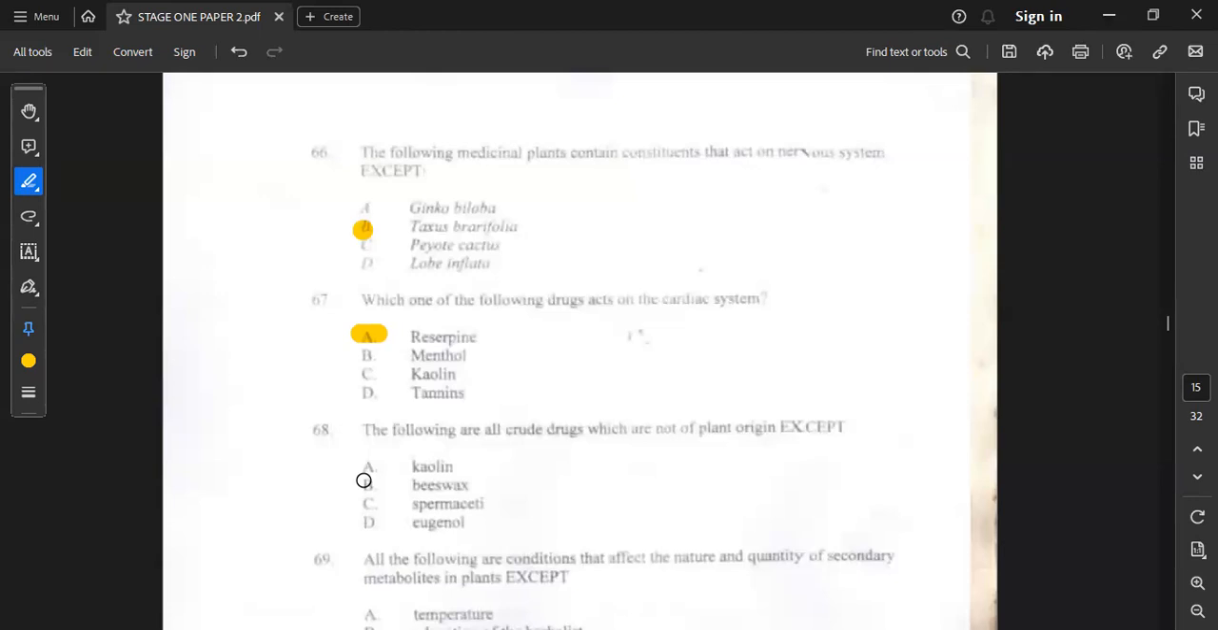Okay, let's open the discussion. Let's talk more about it. Oh, sorry, I'd not seen the note. If it's not, then I would go with the following are all crude drugs which are not of plant origin. All are of plant origin except which is not a plant origin. Then kaolin, yes, it's the answer. I would go with kaolin. It's naturally occurring from clay mineral that is often used in industries. Okay.